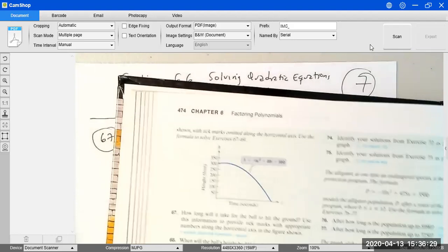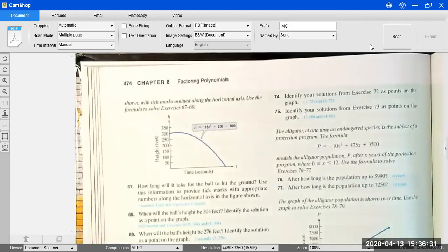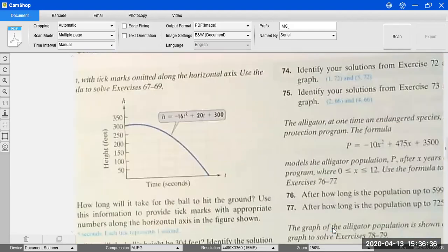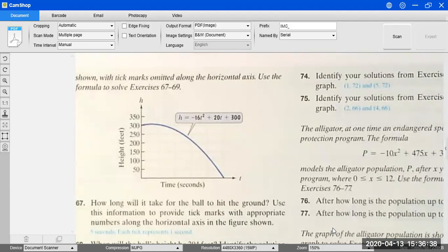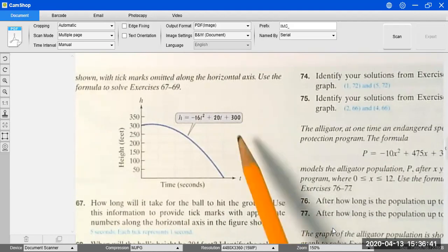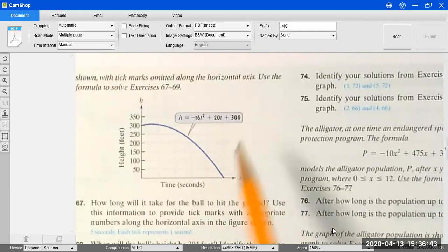So we're going to use the formula that was given, and the graph. We're going to use this formula, h equals negative 16t squared plus 20t plus 300, to solve problems 67 through 69. I'm going to solve problem 67, then you're going to solve 68 and 69, and you can send me your answers via email later. Problem 67 is: how long will it take for the ball to hit the ground?